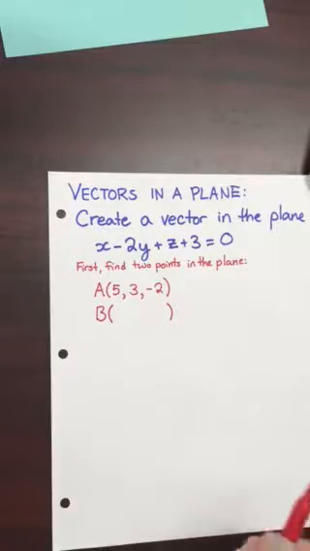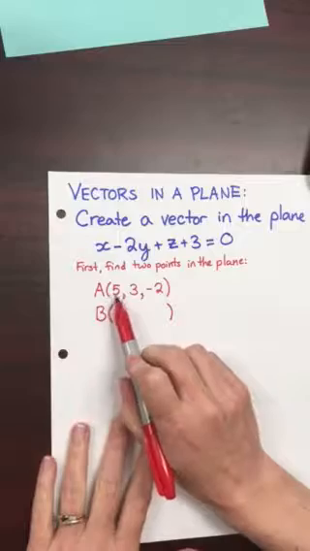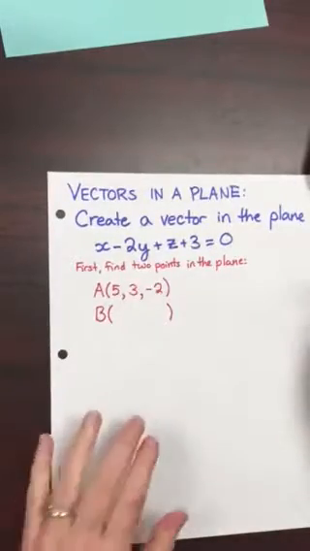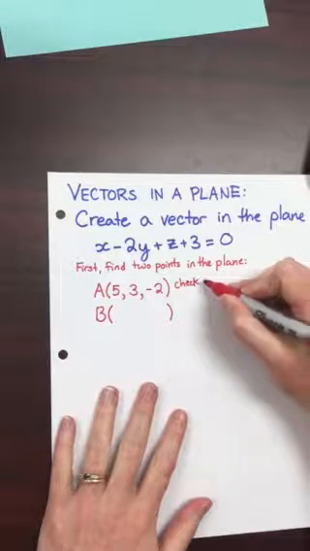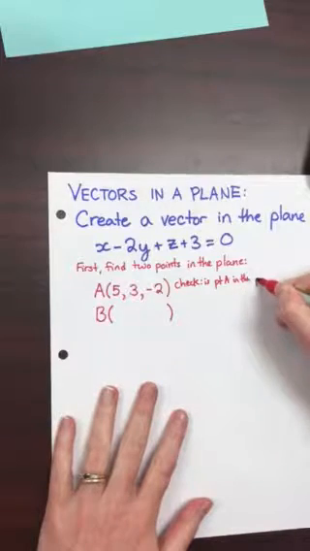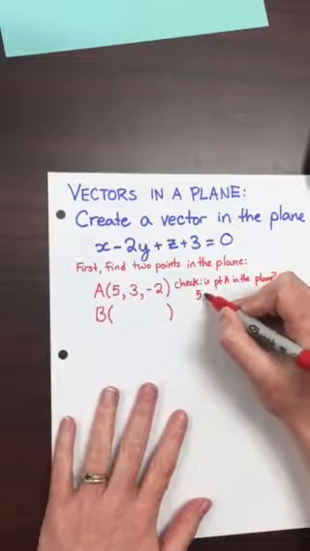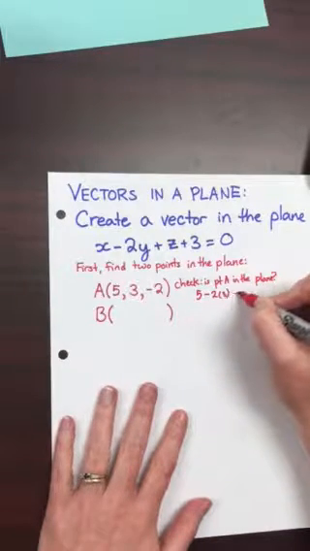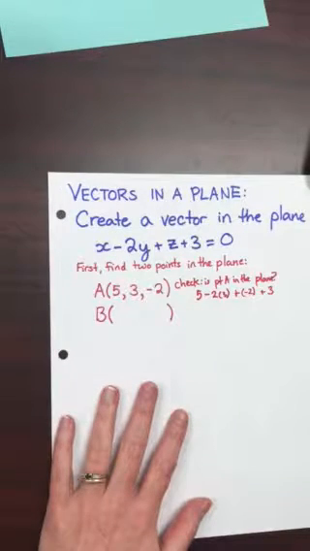To find a vector, I always can get a vector out of finding points. So let's see if point A is a good point, if this is a point on the plane. We'll just check here. Is point A on the plane or in the plane? Let's see, so we'll plug in the x is 5 minus 2 times the 3 plus the z, which is negative 2, plus 3. Looks like this is indeed in the plane. So point A is in the plane.